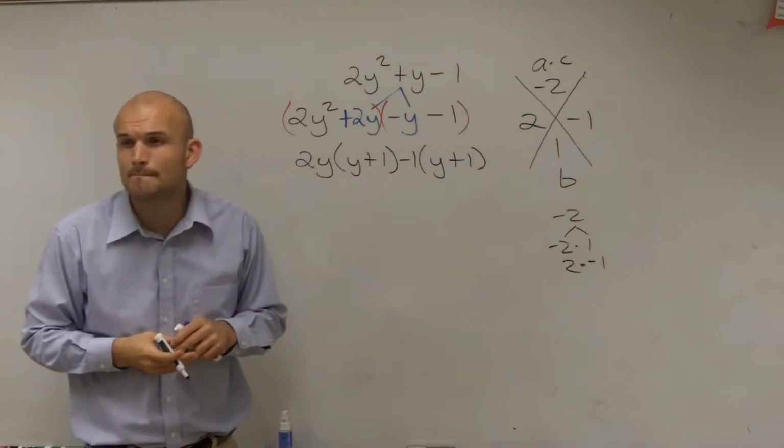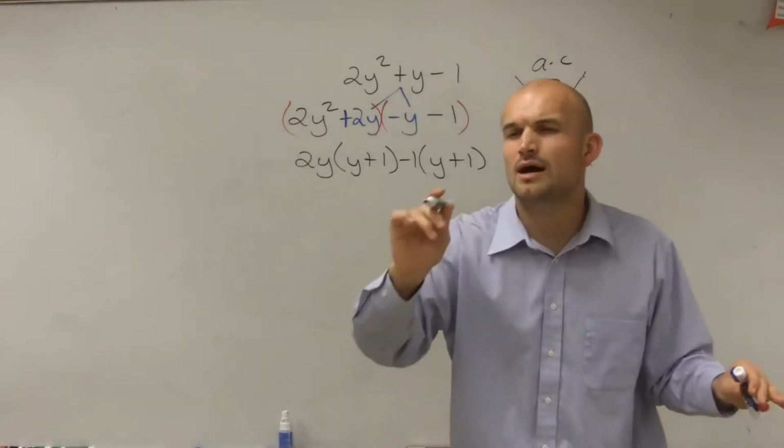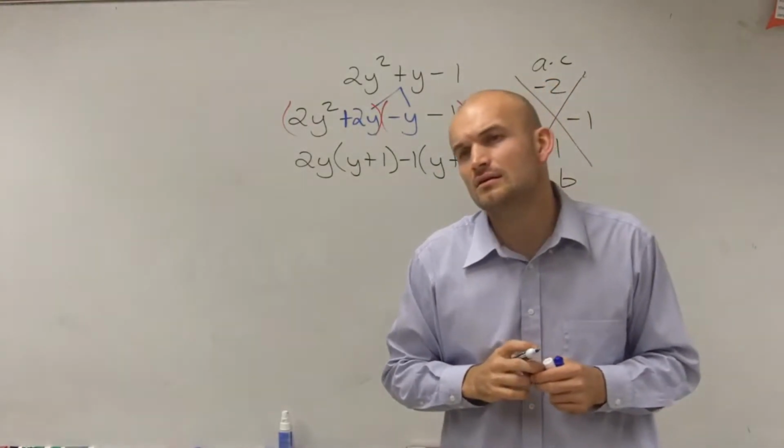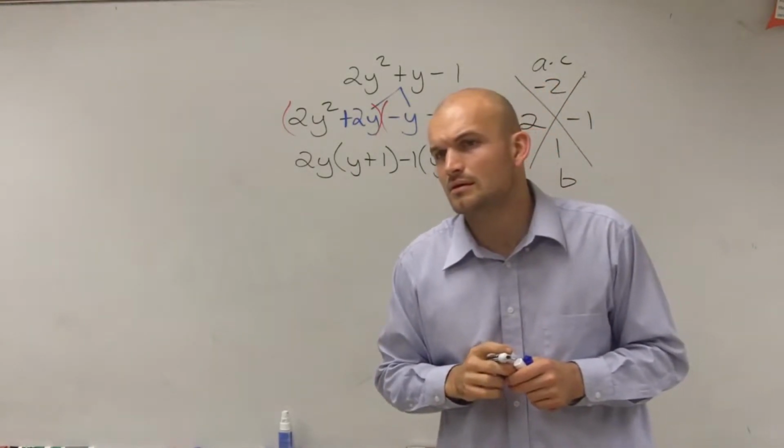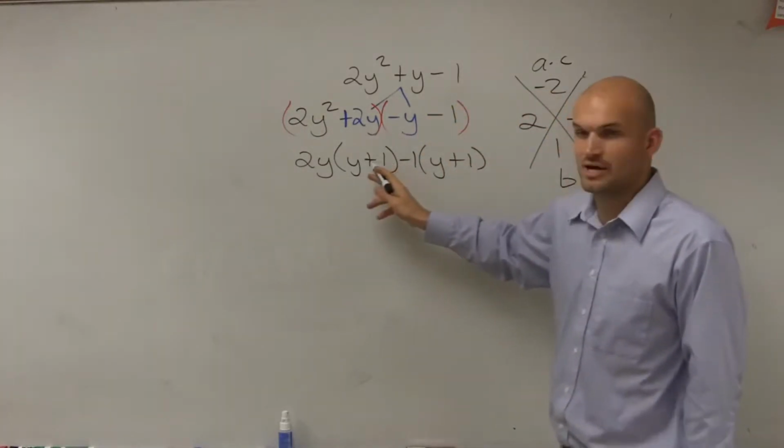How do you get what? I'm sorry, I couldn't hear you in the back. How does the first, whatever you call it, multiply? How do you factor out?